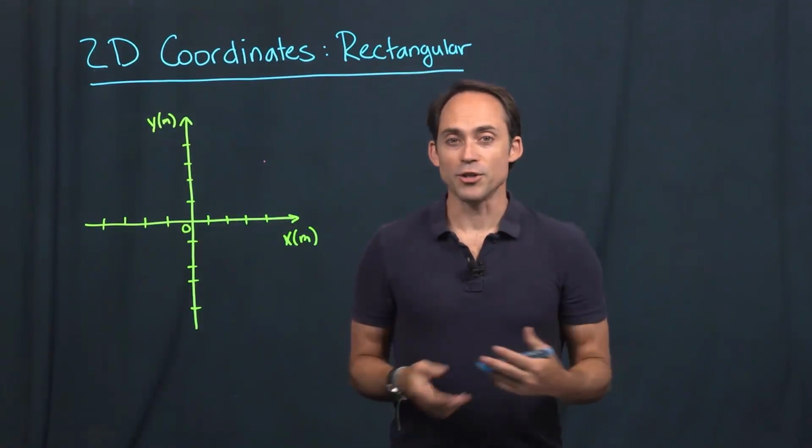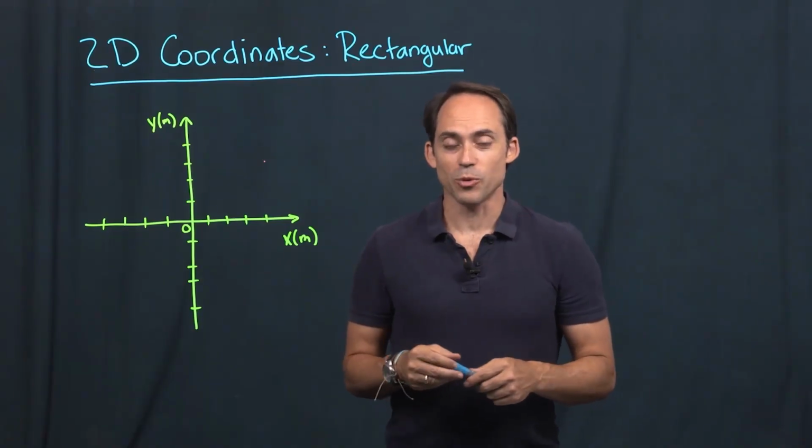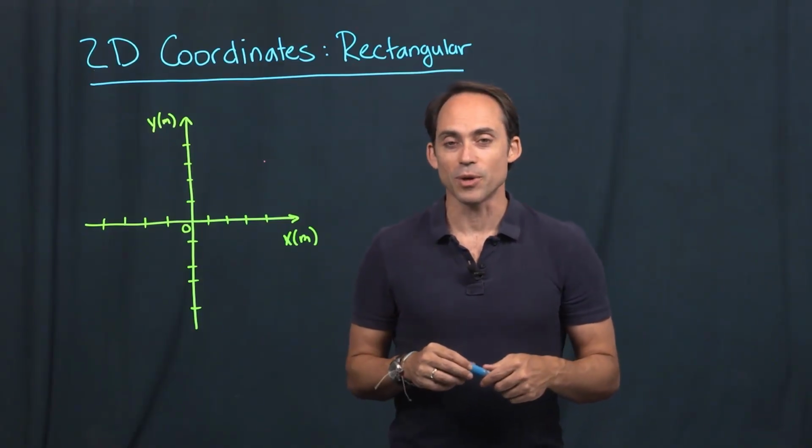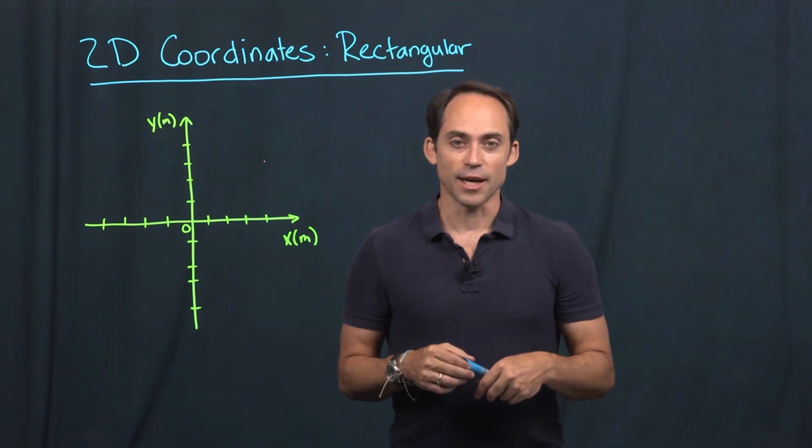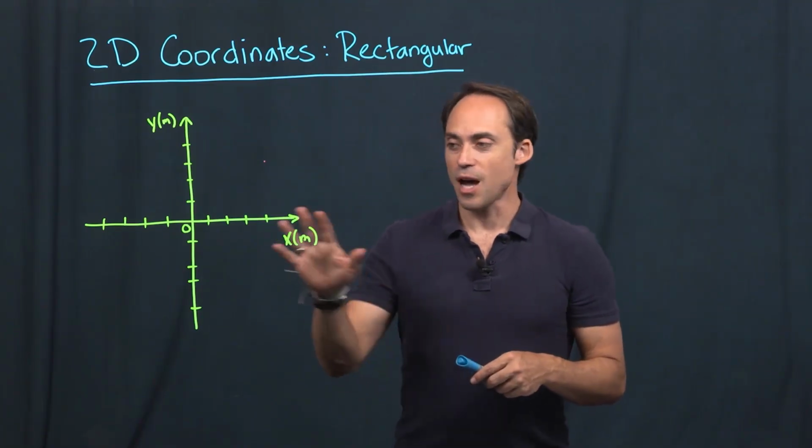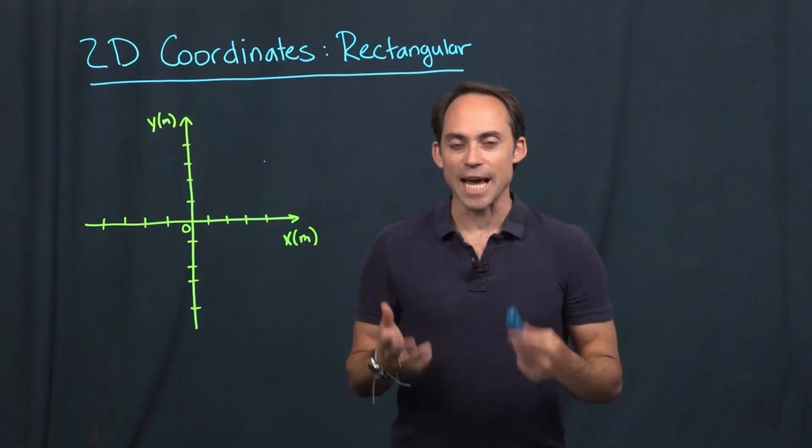So moving up in dimension, now let's go to 2 dimensions, and we'll see we actually have 2 different coordinate systems that we commonly use in physics in this sort of dimensionality. The most common one is the Cartesian or rectangular coordinate system.